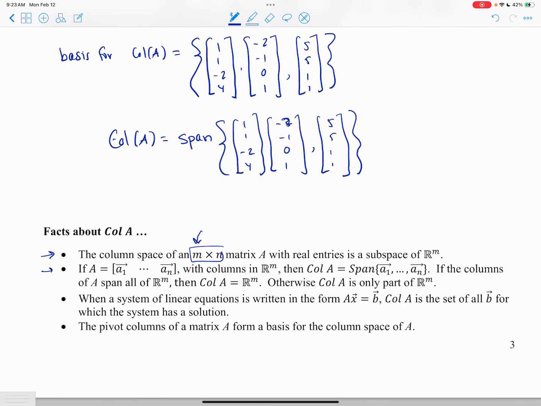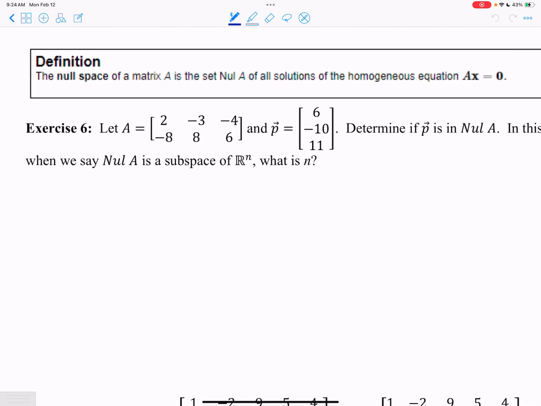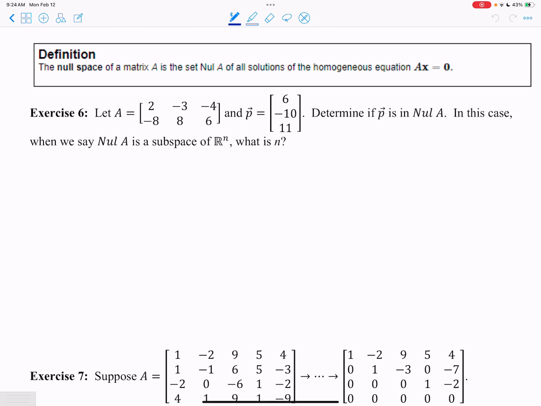The second one just says, if you look at the columns of A, then the column space is the span of all those columns. But if some of them are dependent on the others, you just take some of those out. When a system of linear equations is written in the form Ax equals b, then the column space of A is a set of all b's for which the system has a solution. And this last one just says the pivot columns of a matrix form the basis, which is how we found the basis. So you find your pivots, look at the columns that correspond to that, and that gives you your basis.